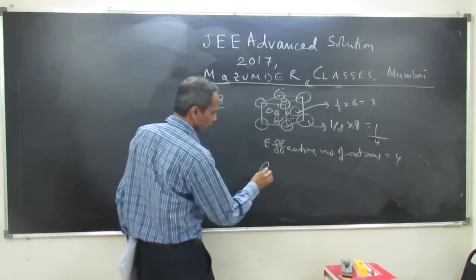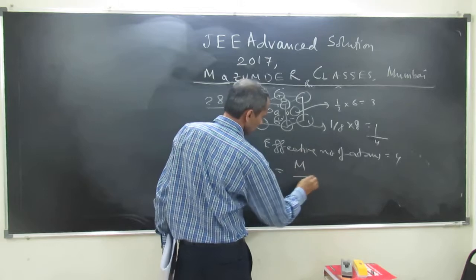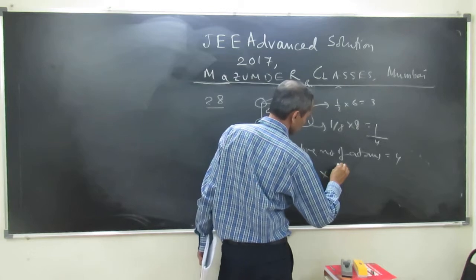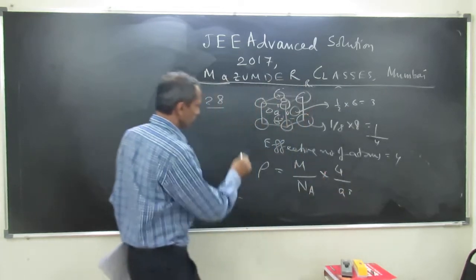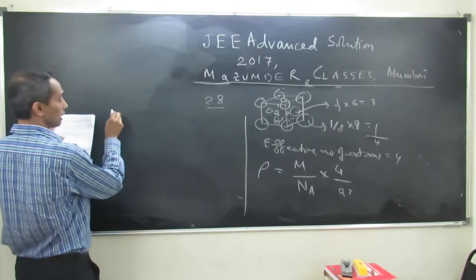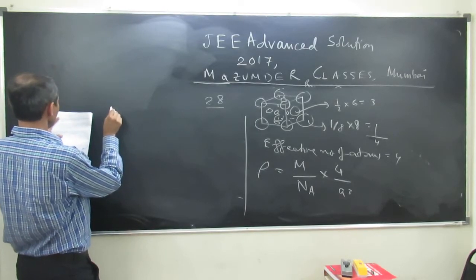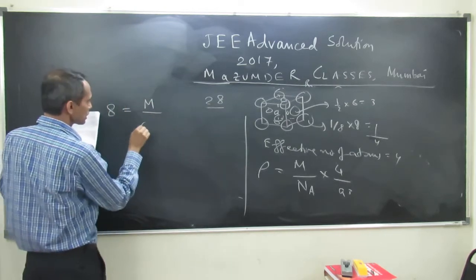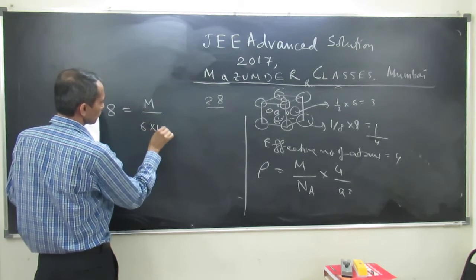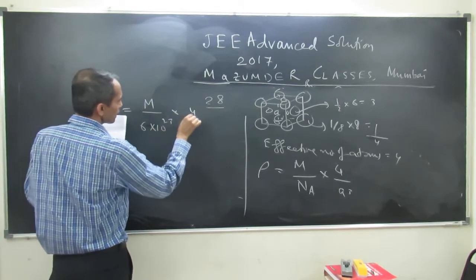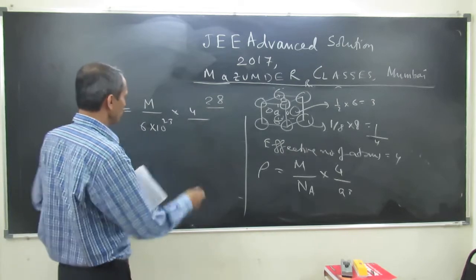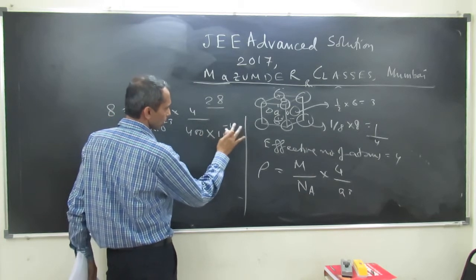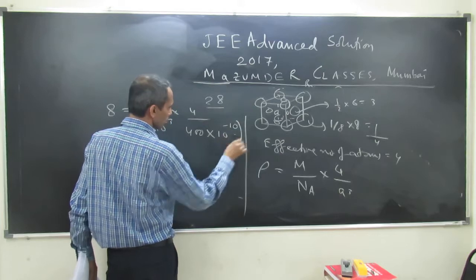So I should apply the formula: density equals molecular mass by Avogadro number into number of atoms, that is Z, and Z is nothing but 4 here, divided by a cube. By this formula we'll be able to solve. Here density is given, you should know the units properly. Density equals 8 gram per cc, try to understand. Molecular mass you have to find out. N is approximately 6 into 10 to the power 23, into 4, divided by a cube. Here 400 picometer is given, so I have to consider it in centimeter. 400 picometer means 400 into 10 to the minus 12 meter, that is 4 into 10 to the minus 8 centimeter, whole cube.